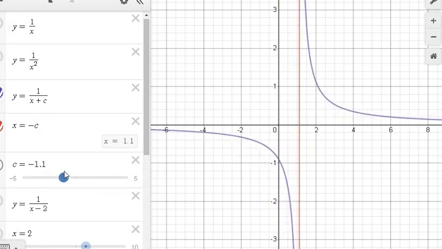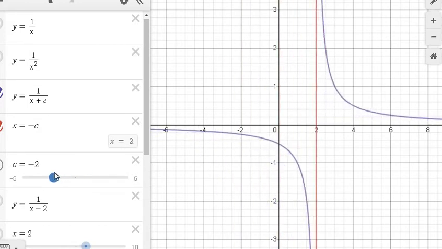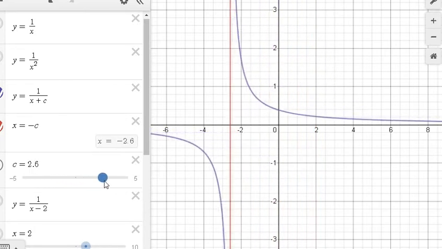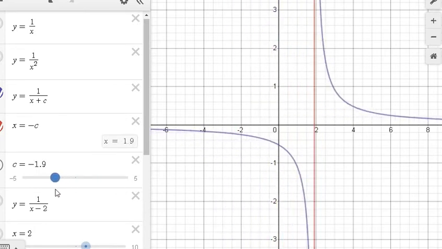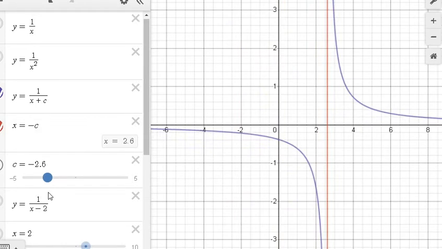It's kind of cool that you can actually see that changing the value in the denominator just changes where the asymptote is. You have the same shaped graph no matter what.